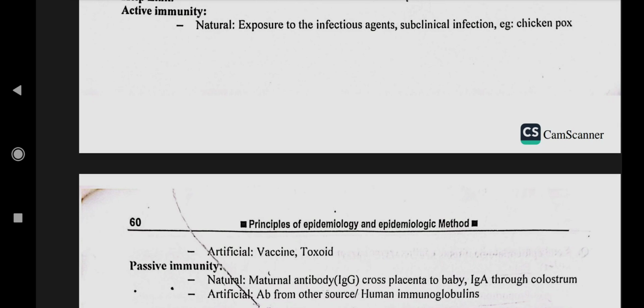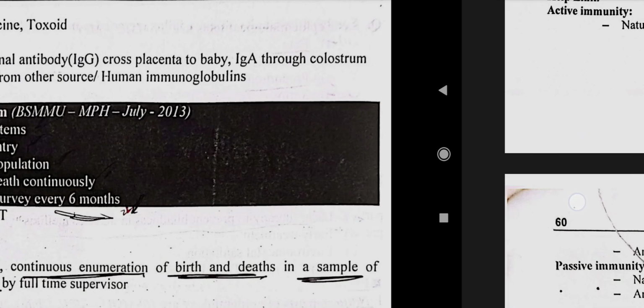Active immunity, natural: exposure to the infectious agent, subclinical infection, example chicken pox. Artificial: vaccine, toxoid. Passive immunity, natural: maternal antibody, IgG crosses the placenta to the baby, IgA through colostrum. Artificial: antibody from other source, human immunoglobulins.